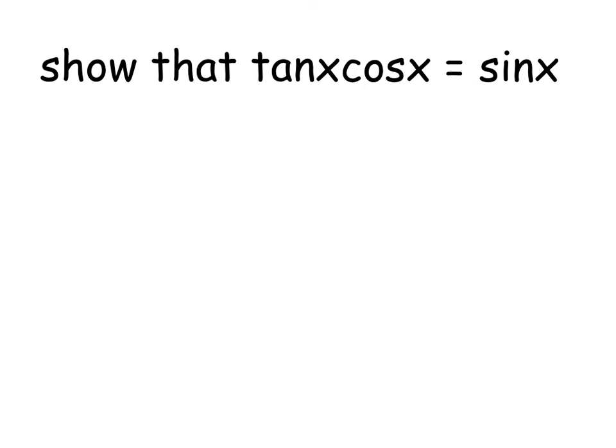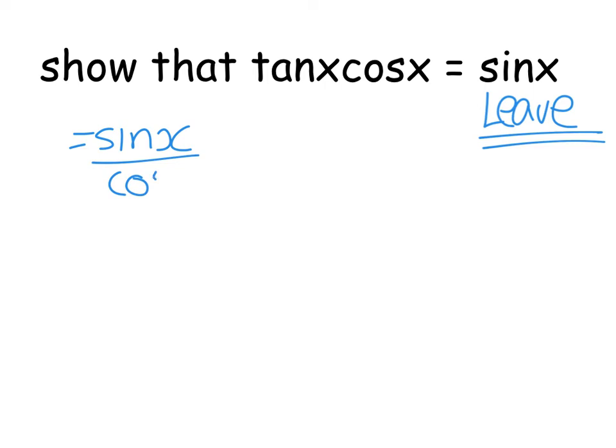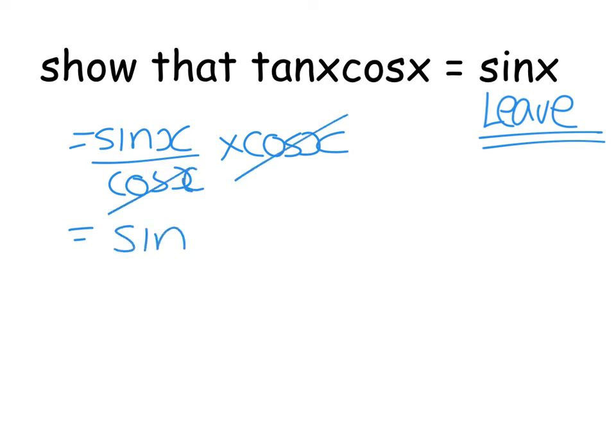So a show, that means you just leave this side completely alone. This is what you're aiming to get. You don't start moving things over and putting it equal to 0. It's not an equation. It's telling you to show that this is your answer. So that's what you're aiming for. So remember I said whenever you see tan, you replace that with sin over cos. So sin x over cos x, and that's times by cos x. This is very like the last one I had with the squareds. So the cos's are going to cancel out, leaving you with sin x.